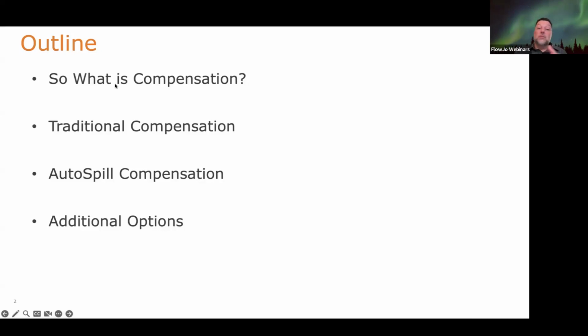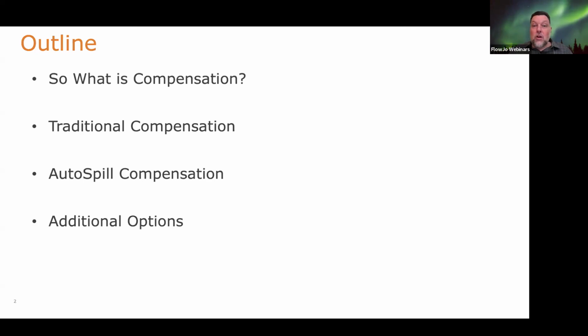My basic outline here is I'm going to go through what compensation is and then talk about traditional compensation, where you gate positive and negative to define the populations that you use for each color to determine spillover coefficients and create the compensation matrix. And then talk about AutoSpill compensation, which essentially removes the need to gate positive and negative. It does linear regression to get the spillover coefficients and then does the calculation just like traditional compensation. Additional options: I'm going to talk to you a little bit about the spillover spreading and total spreading matrices that you can access once you've calculated compensation with your single color controls here in FlowJo.